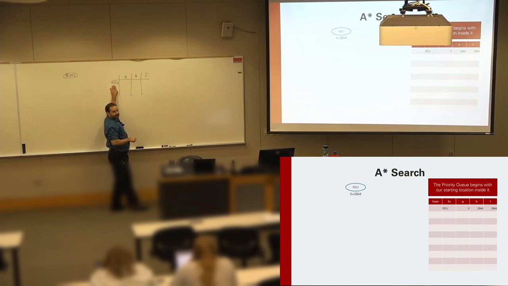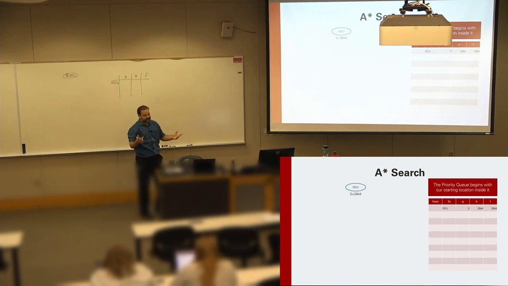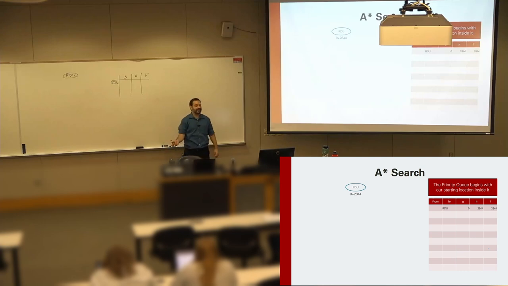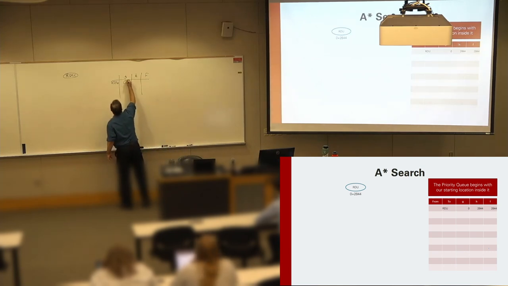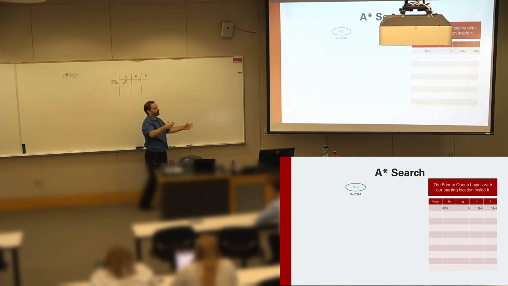O, RDU, starting point. How much did it take for me to get here? Think what G was, how much time it took to get here. Well, if you notice, G equals zero. Why? That's my starting point. I'm already in Raleigh. I don't need to move anywhere to get out of Raleigh or to get to Raleigh. I'm already in Raleigh.